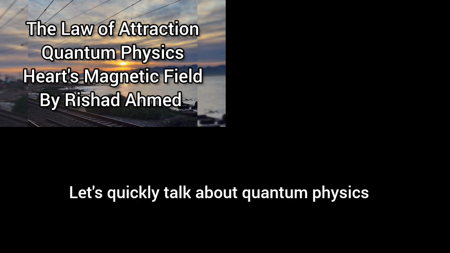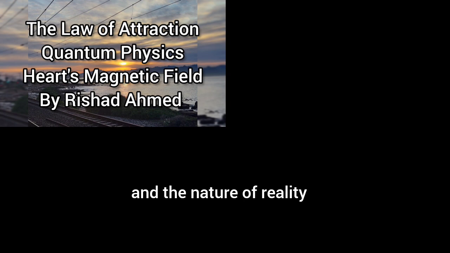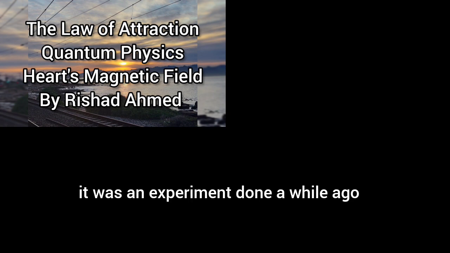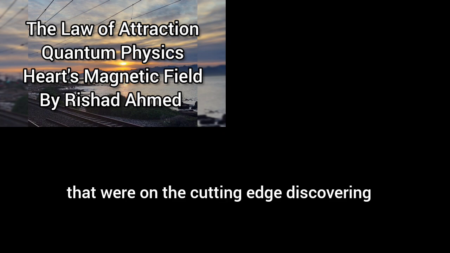Now, to shortcut the process, without me going into physics and all the rest of it, let's quickly talk about quantum physics and the nature of reality. So, if you haven't heard about the double slit experiment, it was an experiment done a while ago, the 60s and 70s, where Einstein was around and a few others like Niels Bohr, Richard Feynman, and quite a few other physicists that were on the cutting edge discovering the topic of quantum physics.